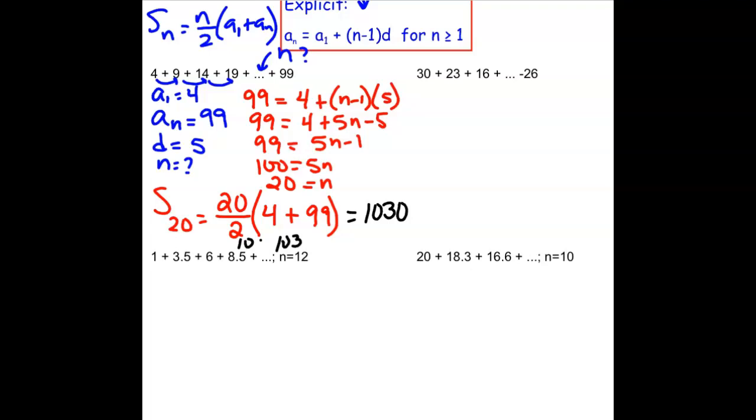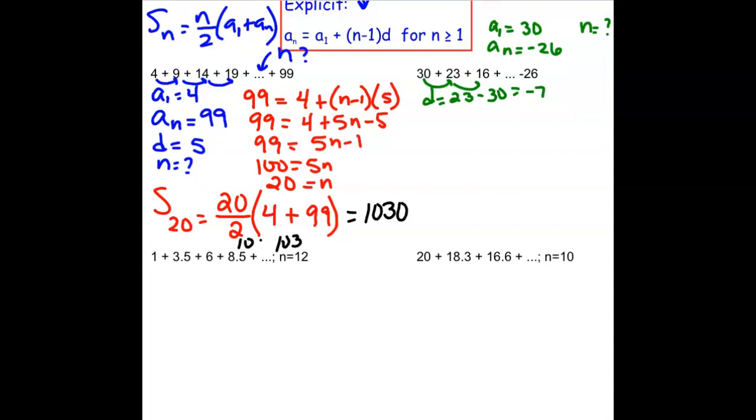All right, looking at our next one. What do we know? We know that the first term is 30. We know that the last term is negative 26. We do not know what n is, but we can figure out that our common difference, we are subtracting 7. So remember, to find d, we can take the second term minus the first term. So my d value is negative 7.